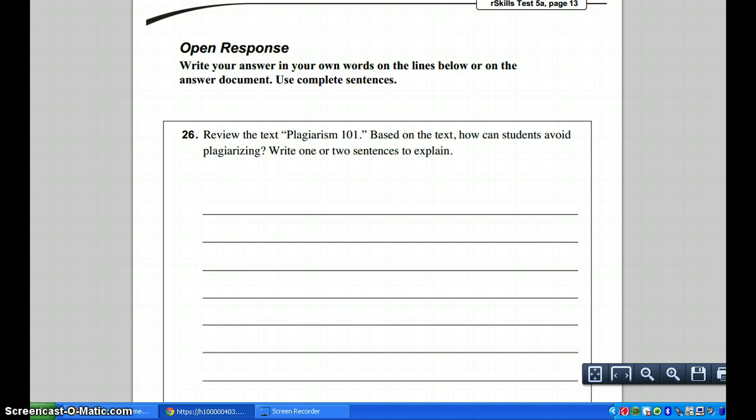The next page are your open response questions. 26 says, review the text Plagiarism 101. Based on the text, how can students avoid plagiarizing? Write 1 or 2 sentences to explain.